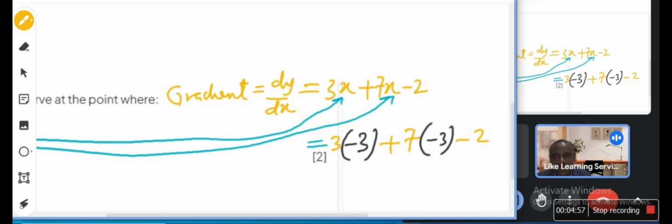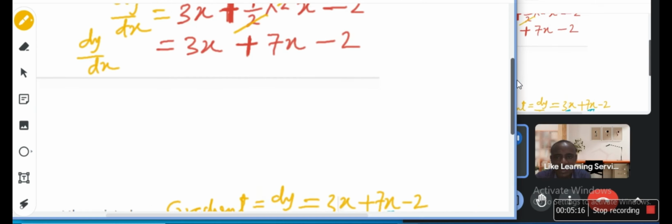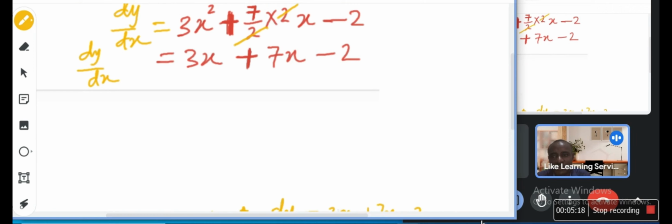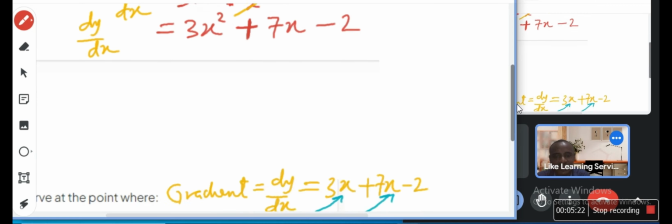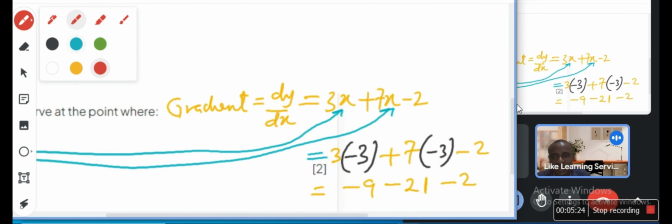Alright, so you're right. This should be minus 9 plus, no, minus 21. You were not careful. Minus 2. How do you get what you got? Is that 3x squared? Yes, it's 3x squared. Oh, 3x squared, sorry. I forgot the square when I was writing the last thing. So this should be squared. I'm sorry, that's probably why we missed it.